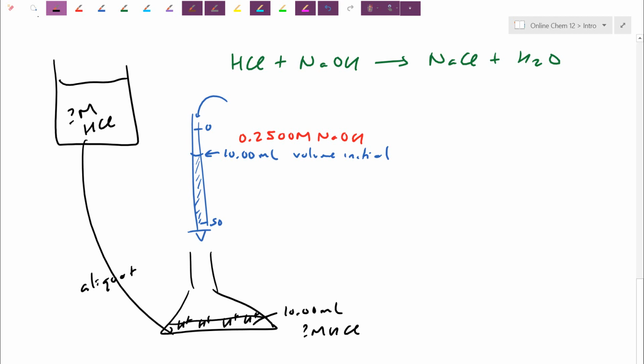I don't know. And how I'm going to test it is I'm going to test it against how much base do I slowly drop in. There's a little stopcock valve on the burette here. You can steadily open and close it. And basically, how much can I drop in to kill off the H plus?